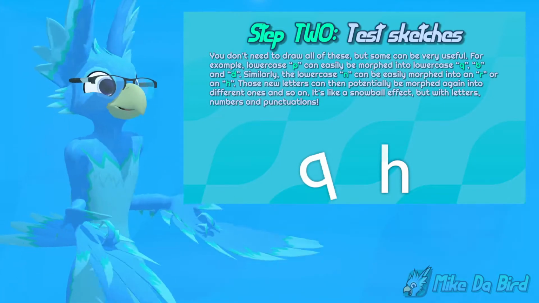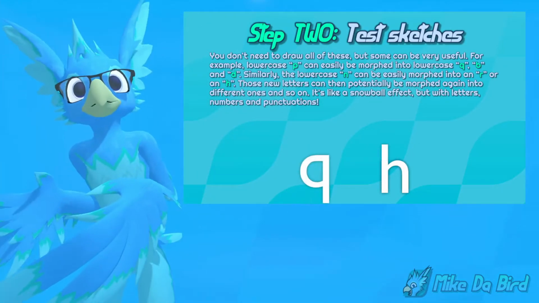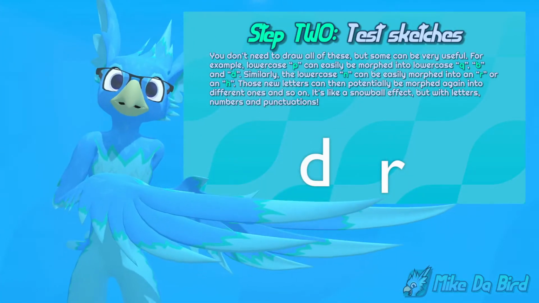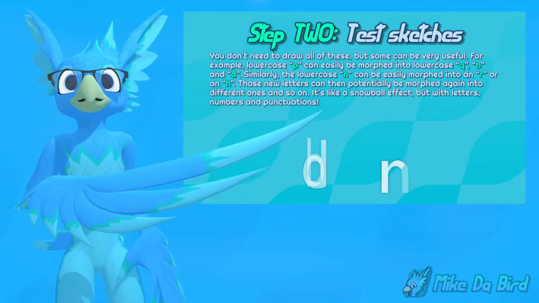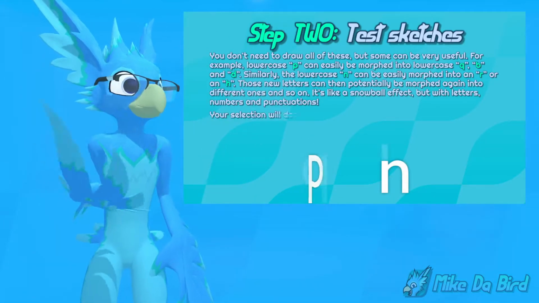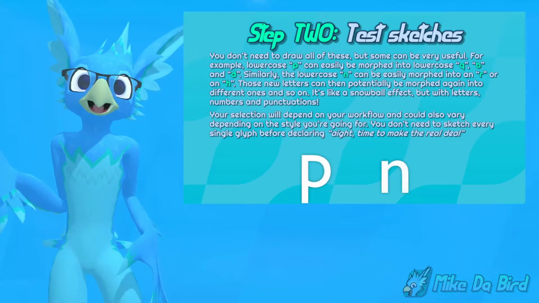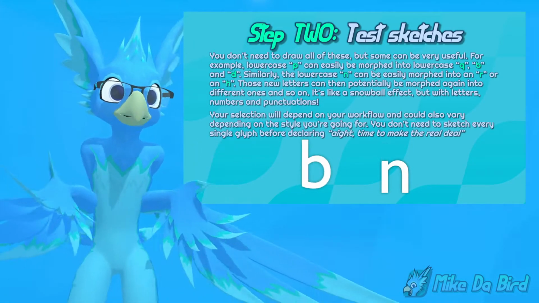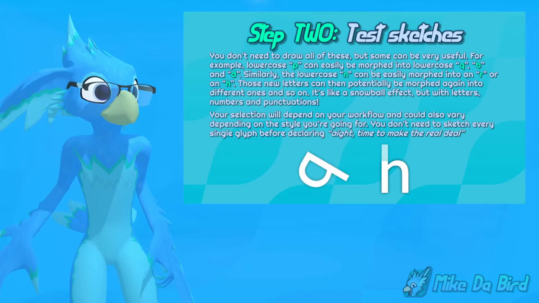Yep, that's very easy. You can just morph characters into other characters, and then using those morphed characters, you can also make other characters from that. So, super useful to have those test sketches. Your selection is actually going to depend on your workflow and also on the style you're going for. And of course, you don't need to do every single glyph before declaring it's time to make the real deal.